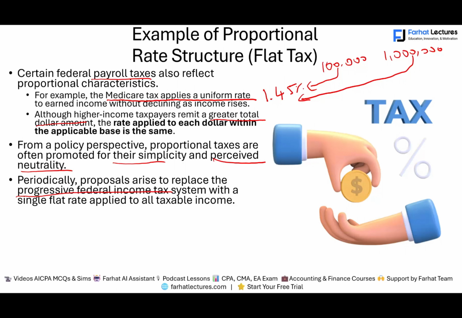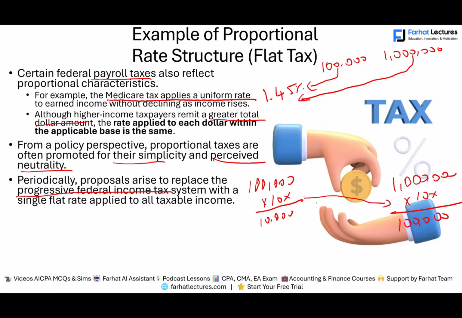Now, just from a simplicity perspective, I want you to think of this. If we're looking at a taxpayer that's making $100,000 a year versus a taxpayer that's making $1 million, the $100,000 will pay $10,000, and the $1 million will pay $100,000.